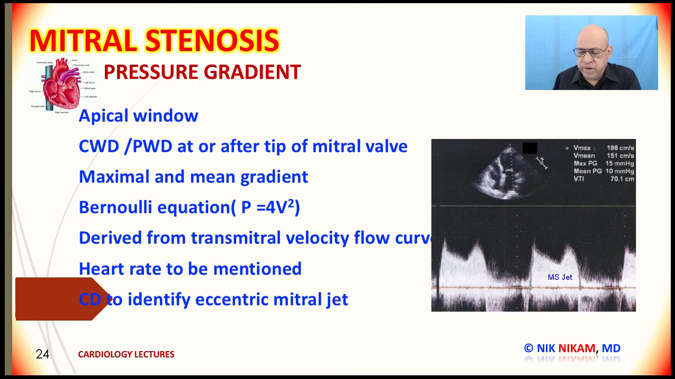Surprisingly, the computer does this. In this case, we're using a continuous wave Doppler to measure the pressure, and it already gives us the mitral valve mean gradient. The maximum is 15 and the mean gradient is 10 millimeters of mercury, with a mitral valve velocity time index of 70 centimeters. So all these things help us to calculate the degree of mitral stenosis.